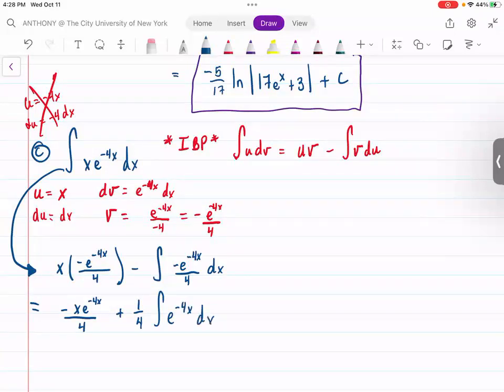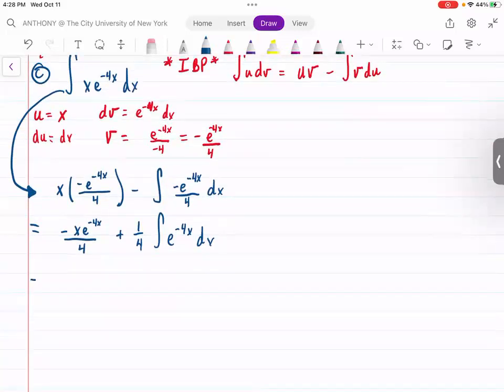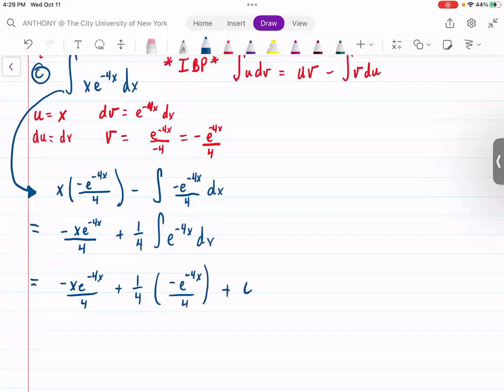Now, for this simplified integral, do I need to use integration by parts again? No, we don't, because we already know the antiderivative of e to the negative 4x is simply negative e raised to the power of negative 4x, all divided by 4. So our next line is: negative x e to the negative 4x over 4 plus 1/4 times negative e raised to the power of negative 4x, all divided by 4, plus c.